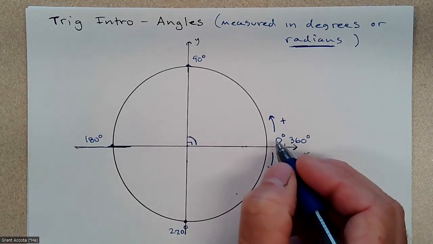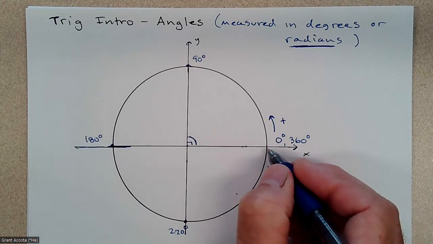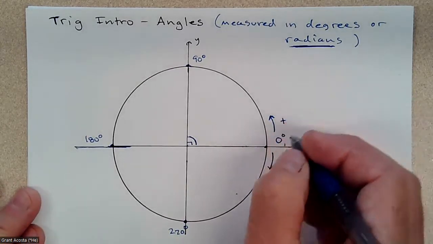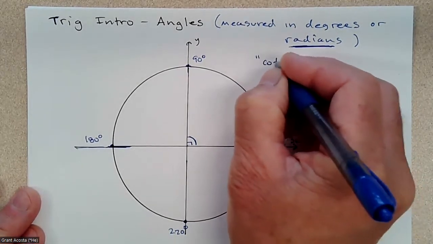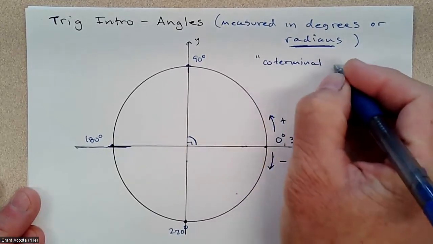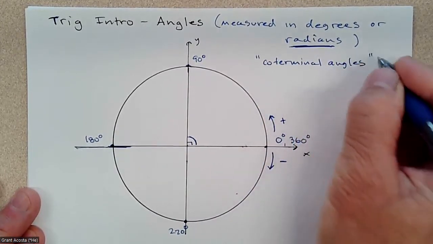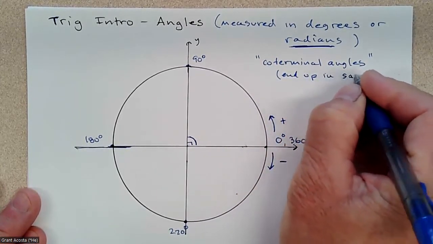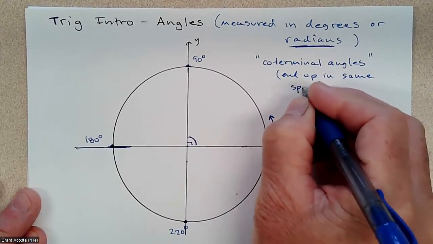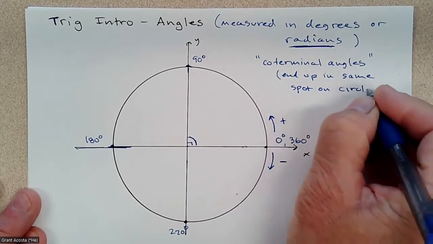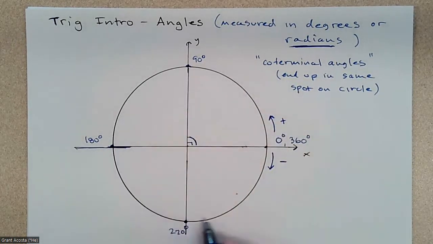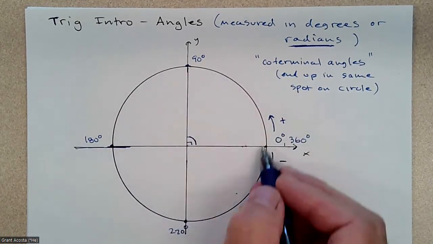Now, it's not correct to really say that 0 equals 360 degrees, but what we say is 0 degrees and 360 degrees are coterminal. That just means they end up in the same spot. I'll write that down here. Coterminal angles means you end up in the same spot on the circle. So at 360 degrees, someone would know that the angle had already gone around the circle once. And you can go around the circle as many times as we want.